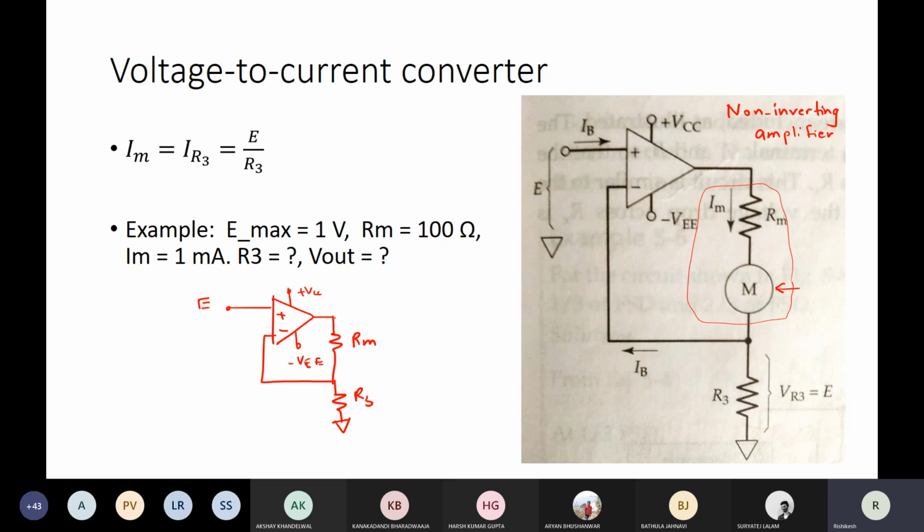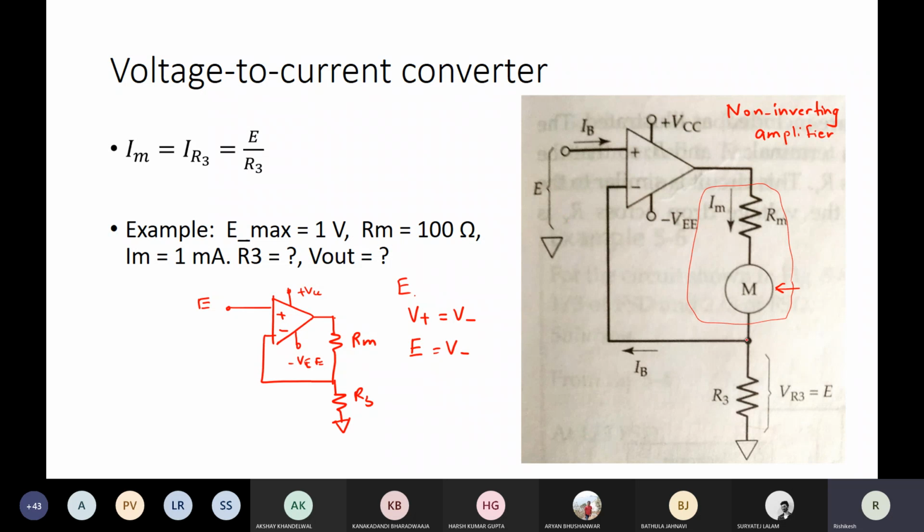But what we want is to measure E in terms of the current flowing through the meter. Now we know that the op-amp will always try to maintain V plus equal to V minus. So V plus in this case is E, so V minus should also be E. That is the voltage we are measuring.